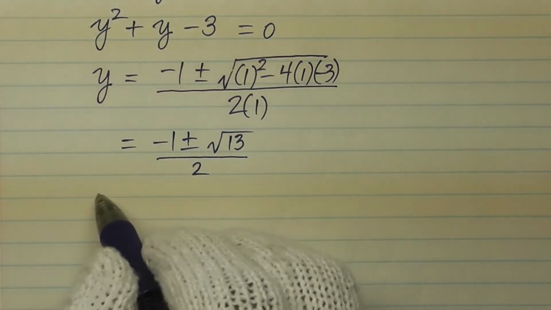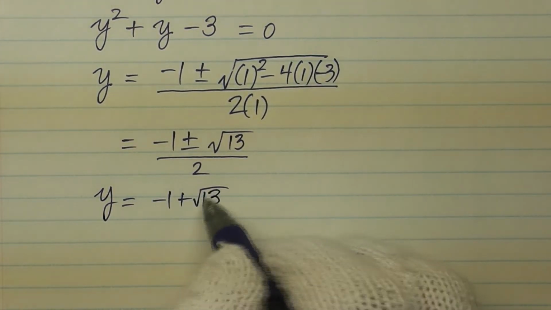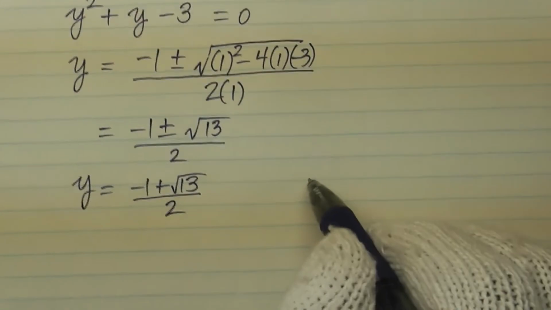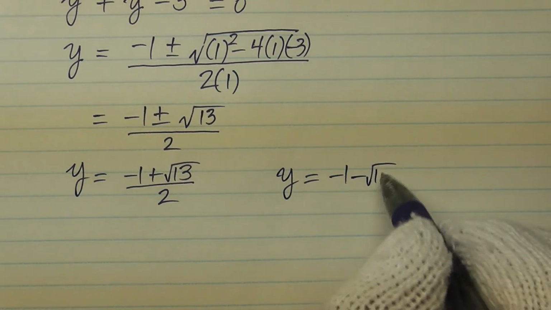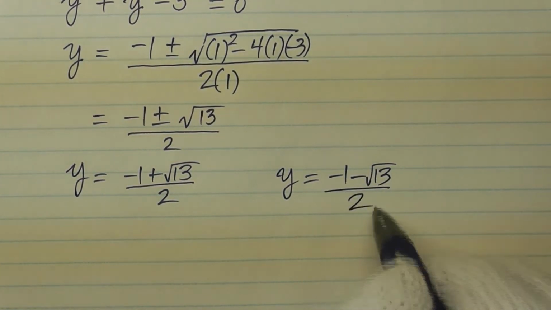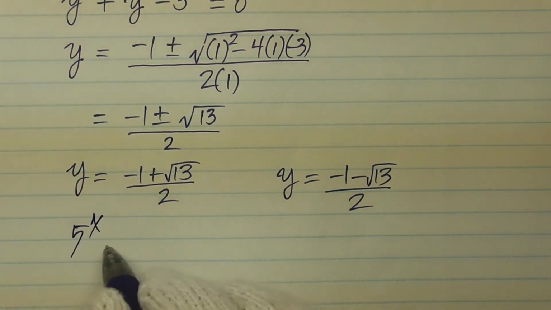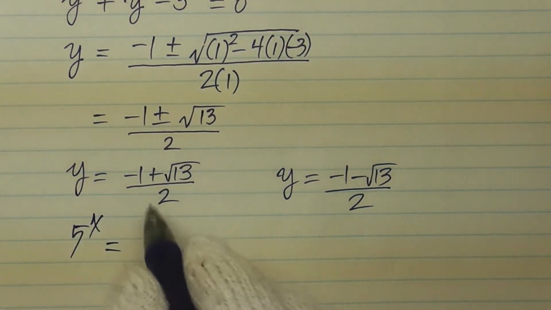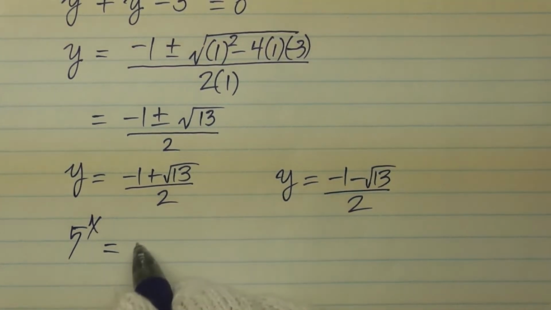This is going to tell us that y is equal to negative 1 plus radical 13 over 2, or y is equal to negative 1 minus radical 13 over 2. So 5 to the x is equal to, now this as a decimal is negative 1 plus radical 13 divided by 2, 1.30.